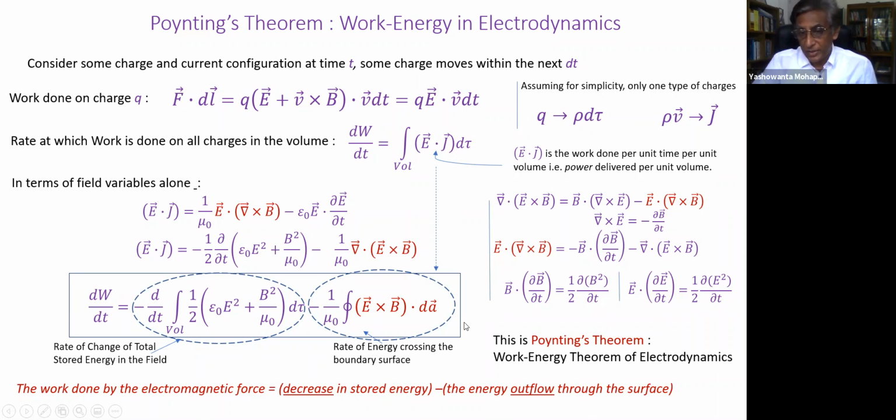So this is the mathematical equation form, and this is the conceptual word form of Poynting's theorem. Simple enough.